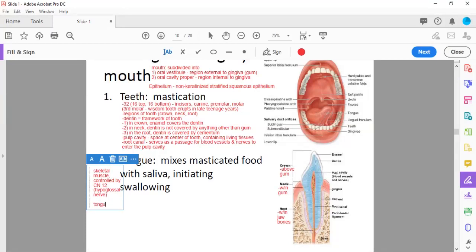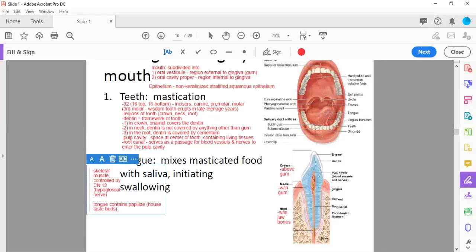So the tongue also contains these projections called papillae, which house taste buds.